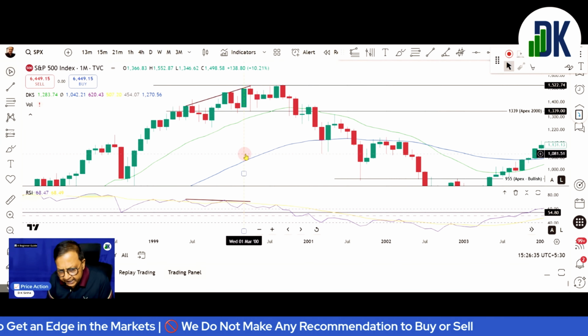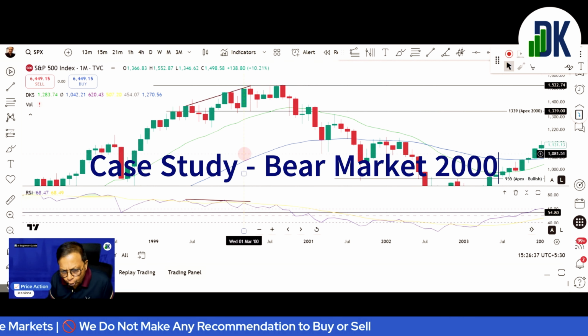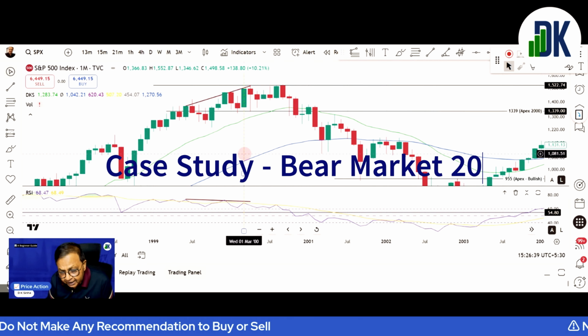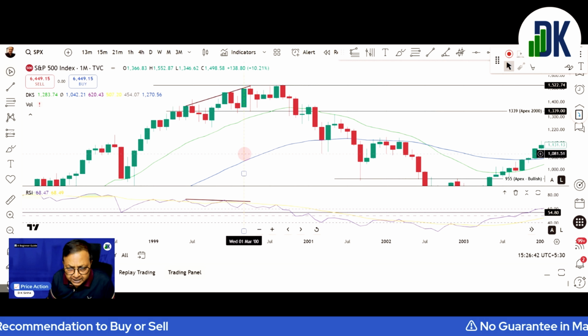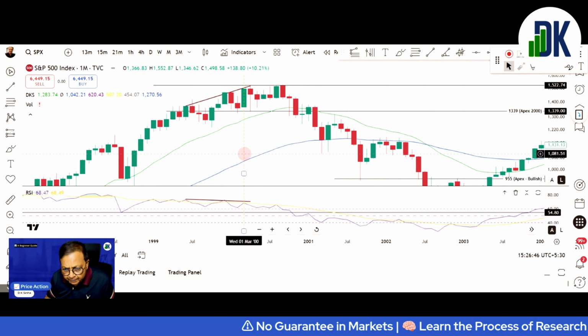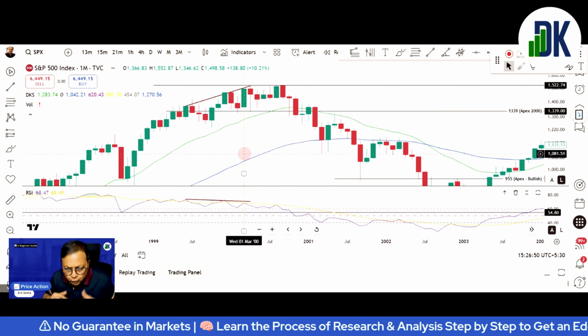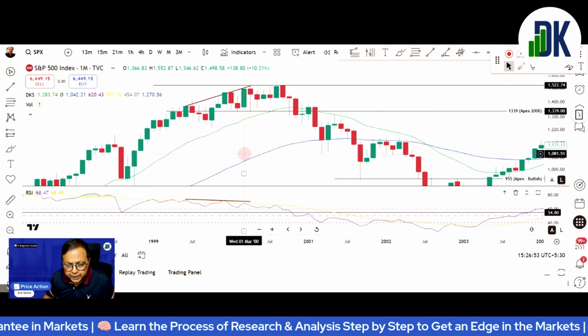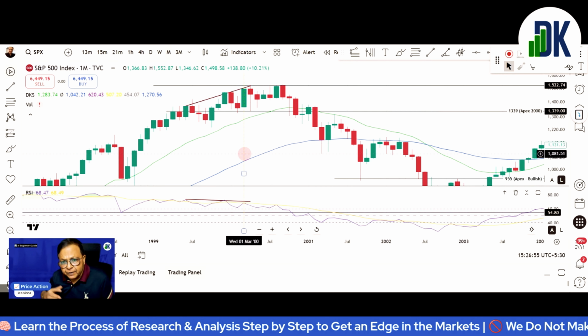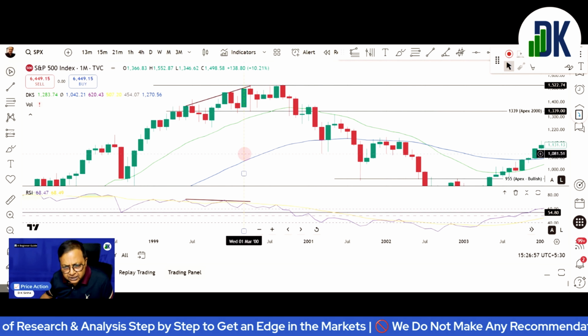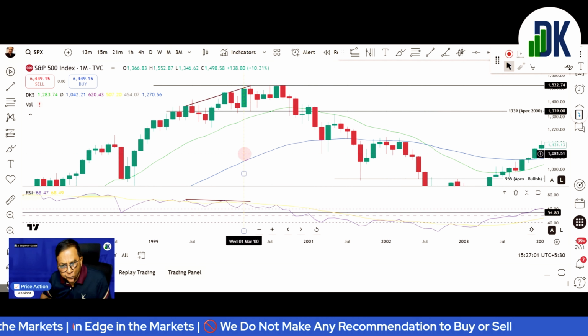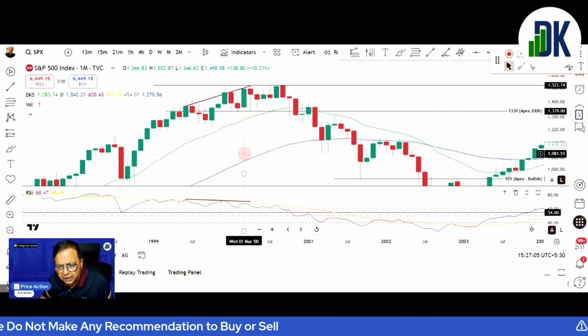I am now presenting a case study of the bear market in the year 2000, which is known as the dot-com bubble. Always remember that price is a leading indicator. If you can analyze the market with respect to price, combining it with a momentum indicator like RSI, you can find out the distribution pattern in the market.